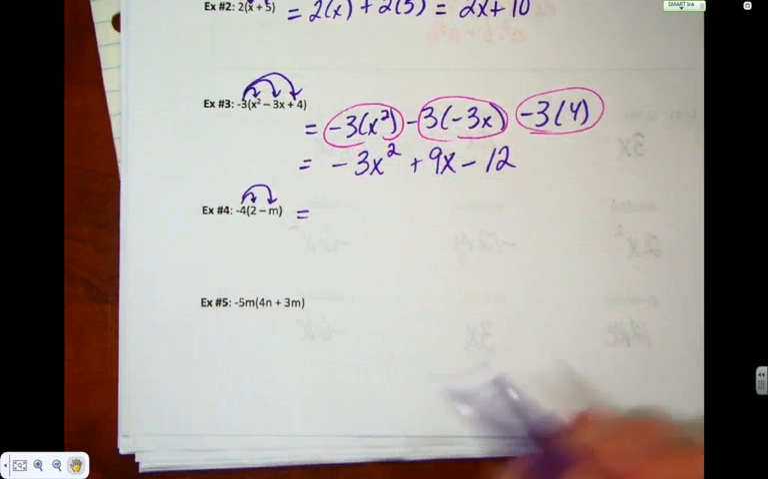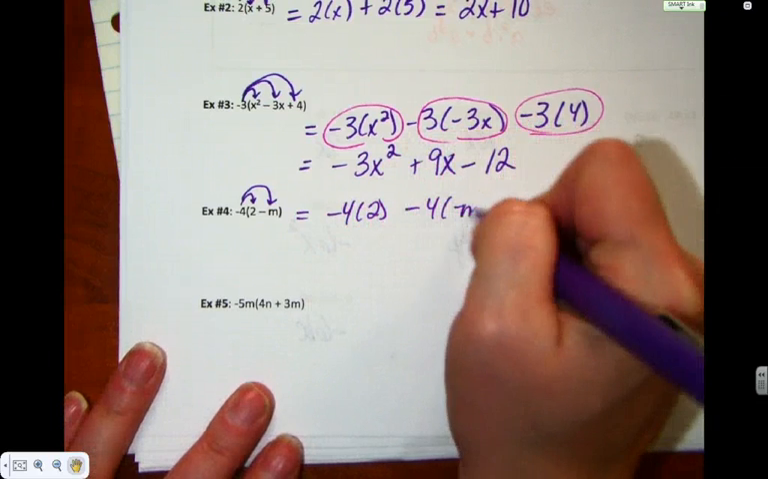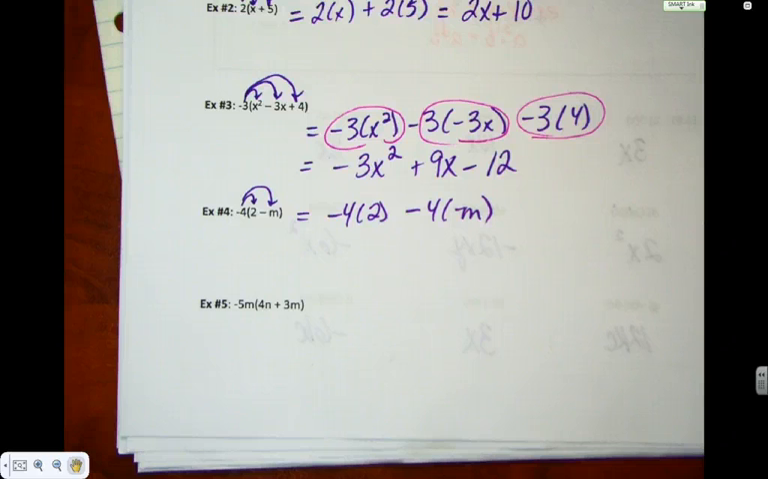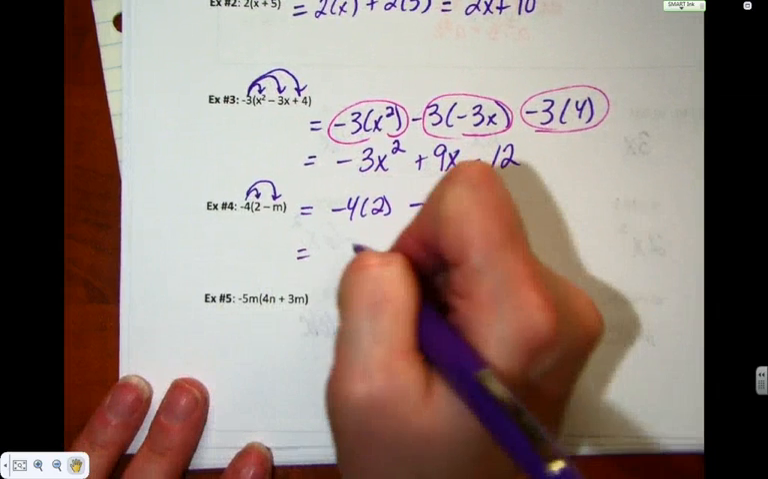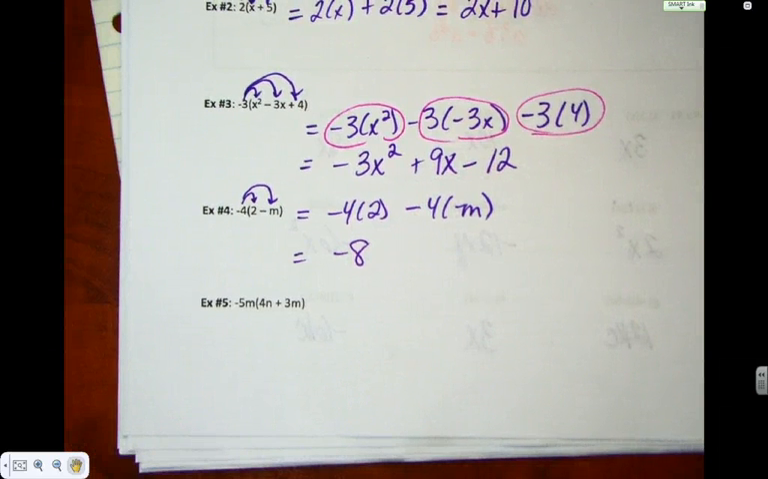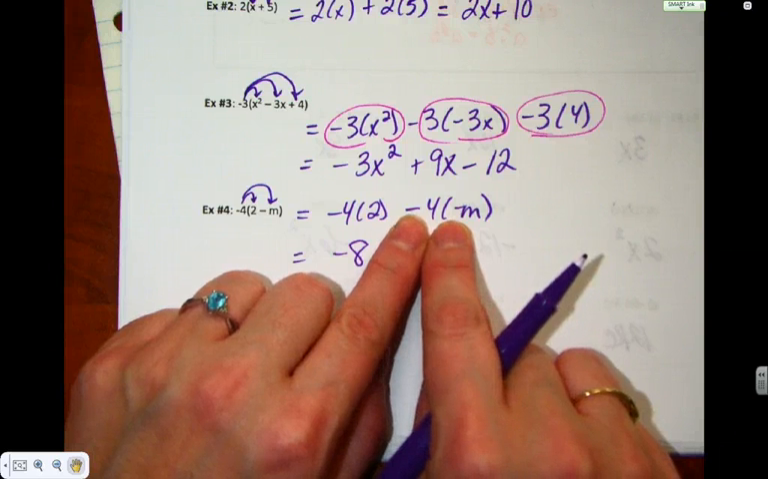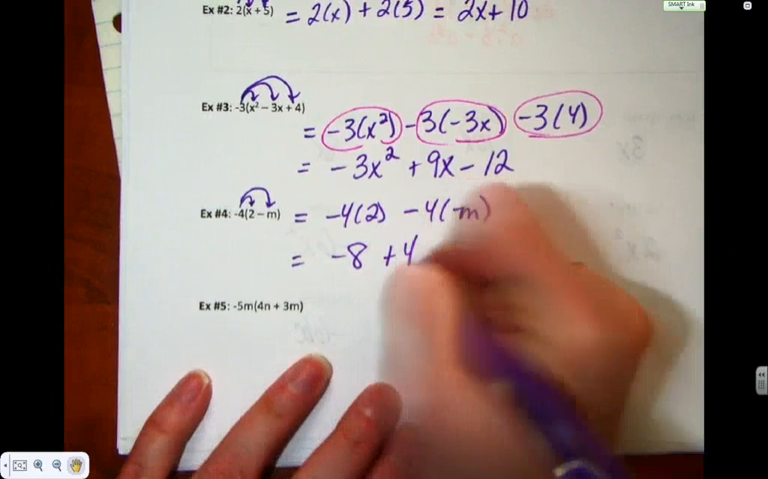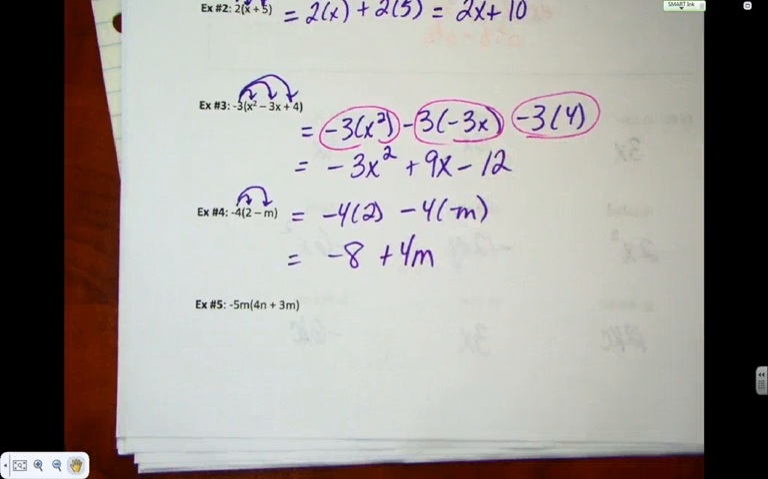Again, for the first couple, I'm going to write it out in steps, but I'm going to drop this in a couple examples. So I'm going to give the negative 4 to the 2, and then I'm going to give the negative 4 to the negative m. Negative 4 times 2? 8. Kind of? Yep. Negative 4 times negative m, well, what's negative 4 times negative 1? Plus 4, and what do I do with the m? Smush it together, 4m.